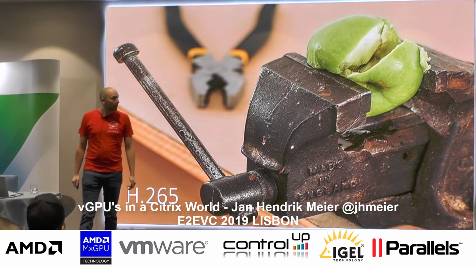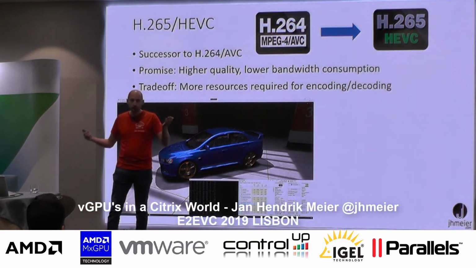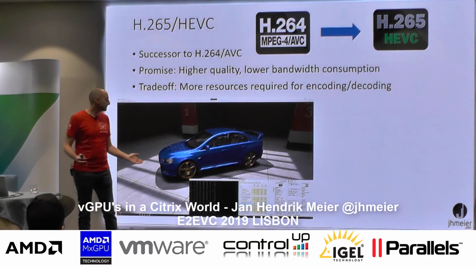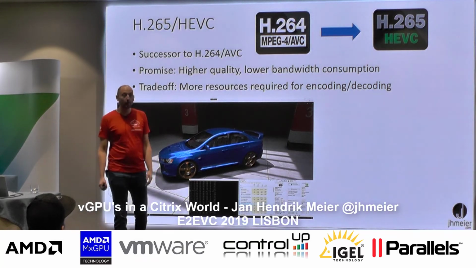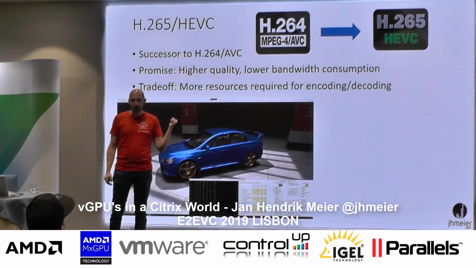H.265. H.265 again changed the game a little bit. So it's the evolution of H.264. Higher quality, lower bandwidth, but more resources are required for encoding this. So I've seen scenarios in construction where people are using this, and the user said with H.264, no, it's not usable. And with H.265, the performance was so much better that they said, oh, it's now better than my local notebook, which I used before for construction. So it really has a huge impact for the user, but it also has a huge impact on the system load.